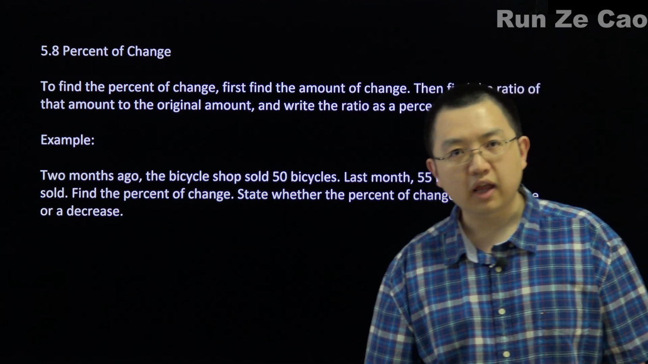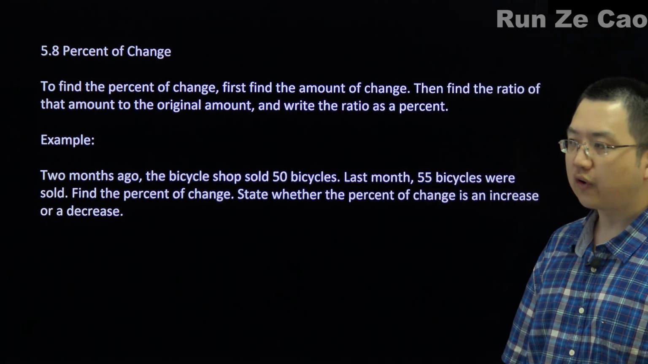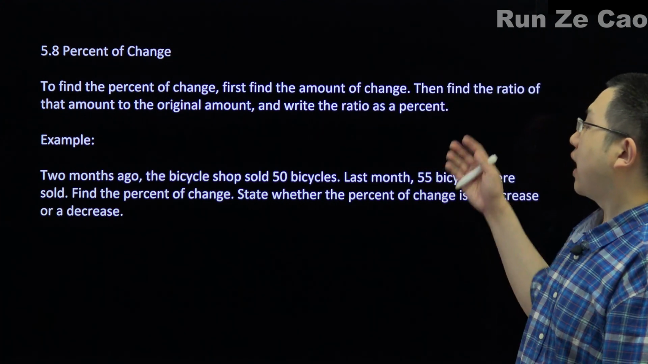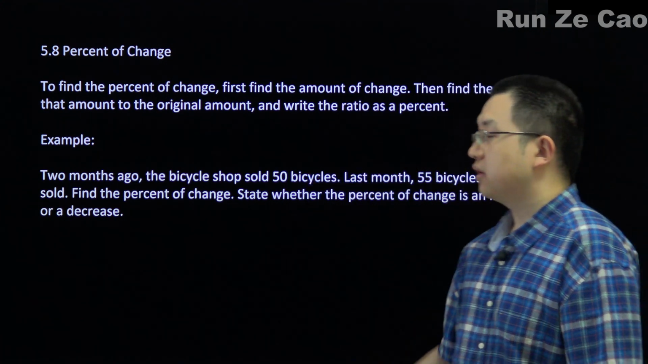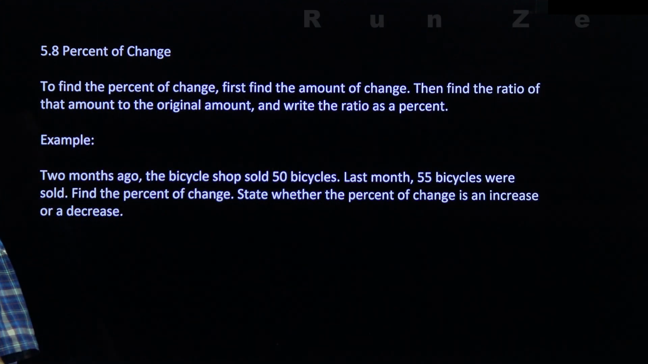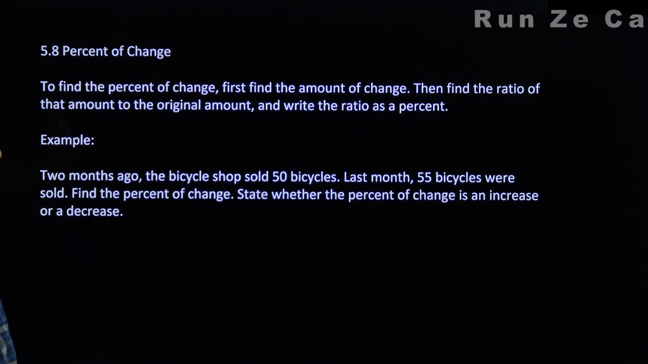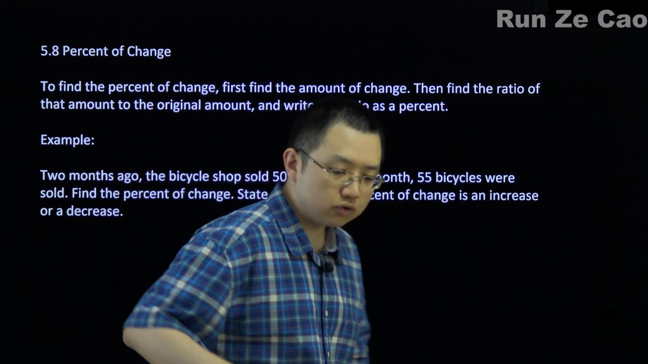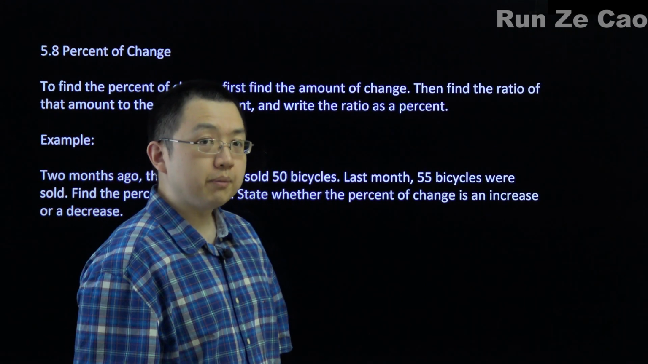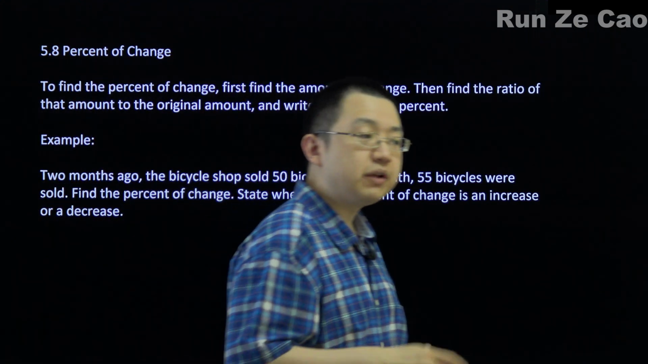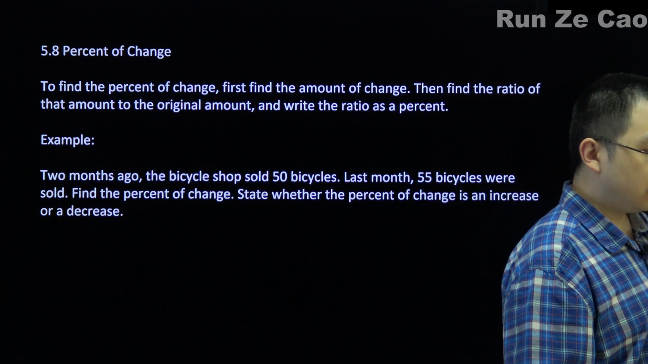To find the percent by which something changed, you find how much it has changed, and then you find the ratio of that amount to the original amount. In other words, if you have 10 things at the beginning and then you have 15 at the end, you increased by 5. Compared to your initial 10, that's 5 over 10, or a 50% increase.